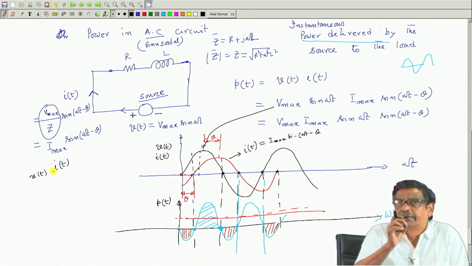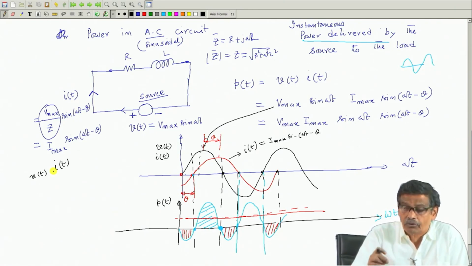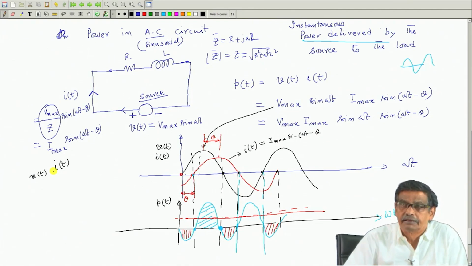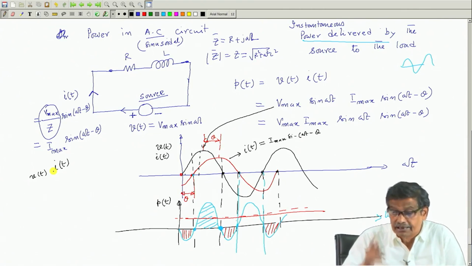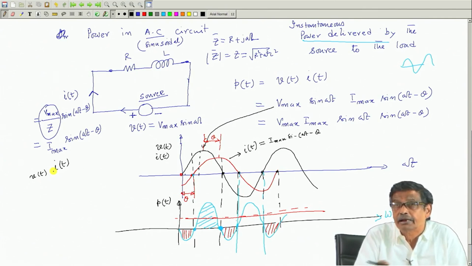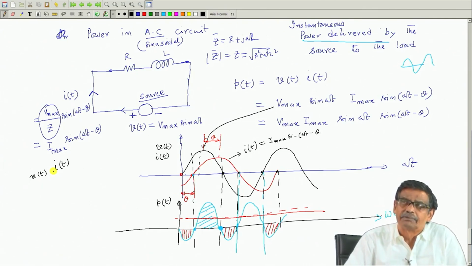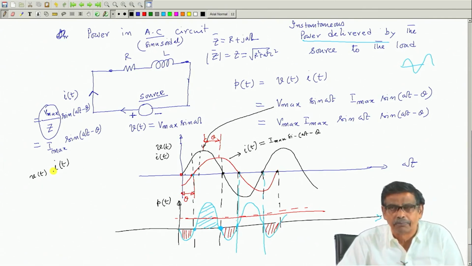So, if somebody says the power delivered to the load is 50 watt, correct. But if somebody calculates at some other instant that power delivered to the load is minus 10 watt, what is he indicating? He is telling that at that time the source is absorbing power and the load is delivering power. Can the load deliver power? Yes, because there are energy storing elements. Inductance sometimes will pump back power to the supply.